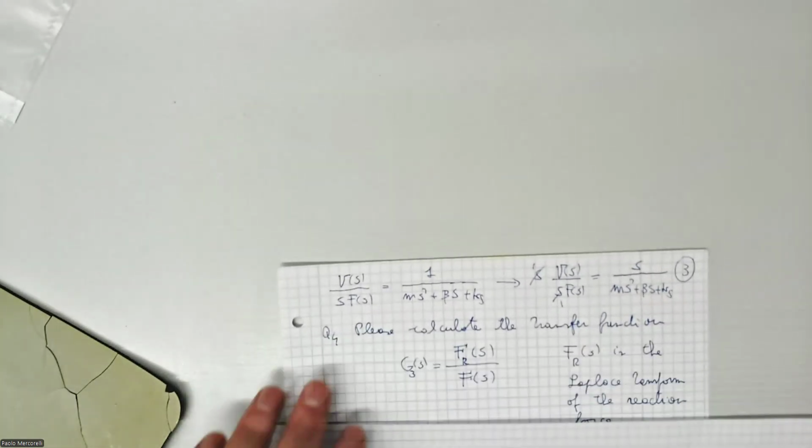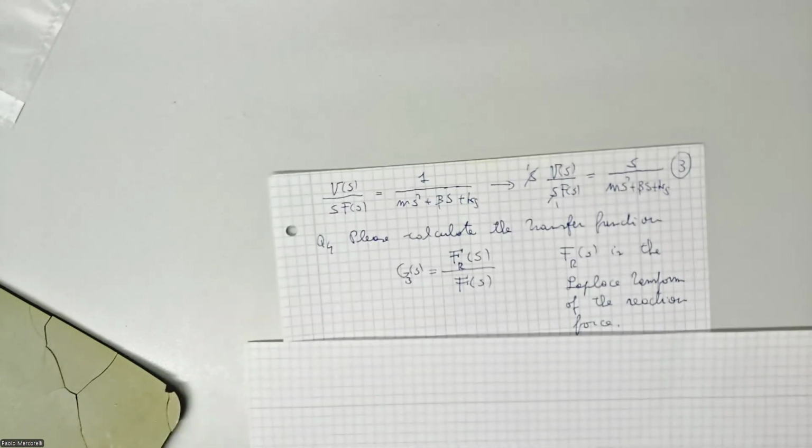Last exercise that we conclude today. Please calculate the transfer function G3, another transfer function. We can see that the system is quite interesting in terms of outputs, in terms of behaviors. 5 minutes. G3 now is FR divided by F of s. It's interesting, this FR is the Laplace transform of the reaction force. This could also be interesting in many applications.